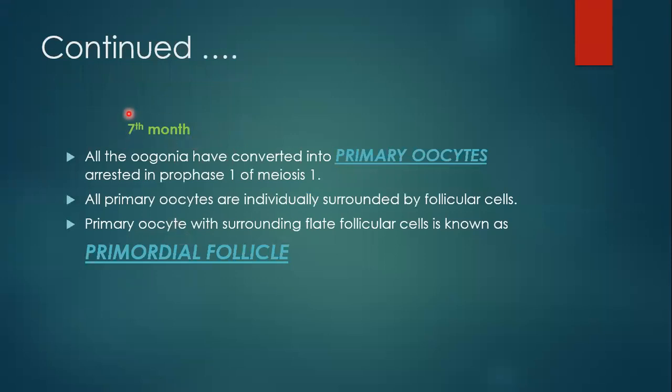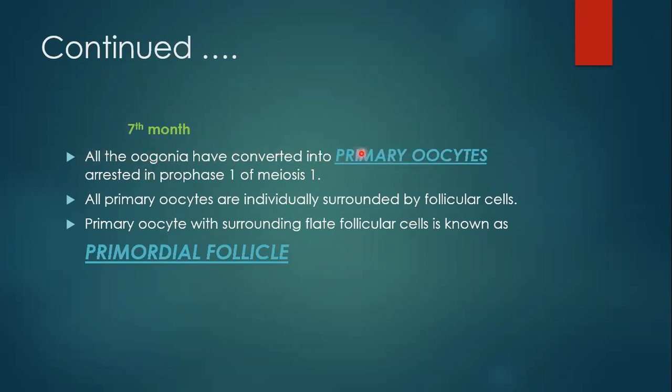Then during the 7th month of life, all the oogonia have eventually converted into the primary oocytes, right? The primary oocytes are the cells which result from the oogonia as a result of repeated mitotic cell division. I repeat, they are derived from the oogonia as a result of mitosis, right? And these cells will have 46 chromosomes.